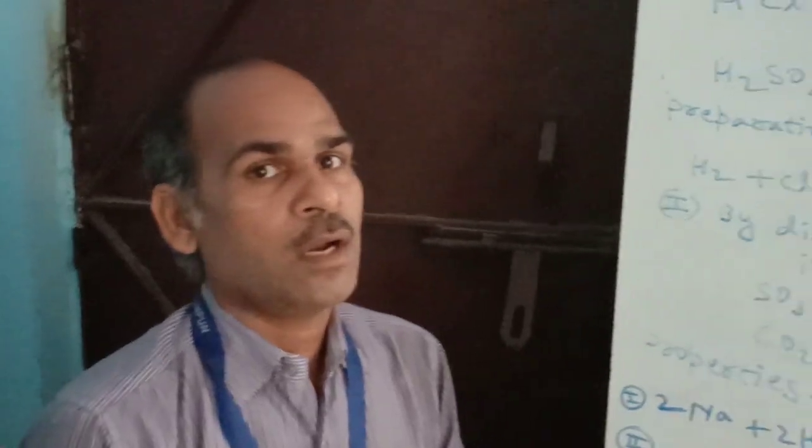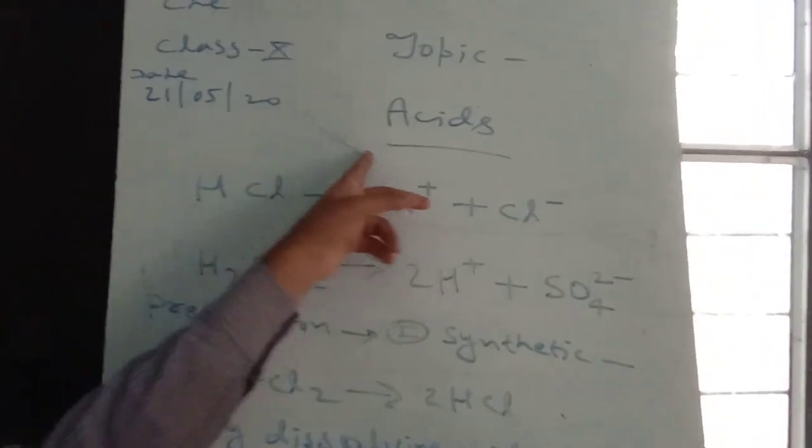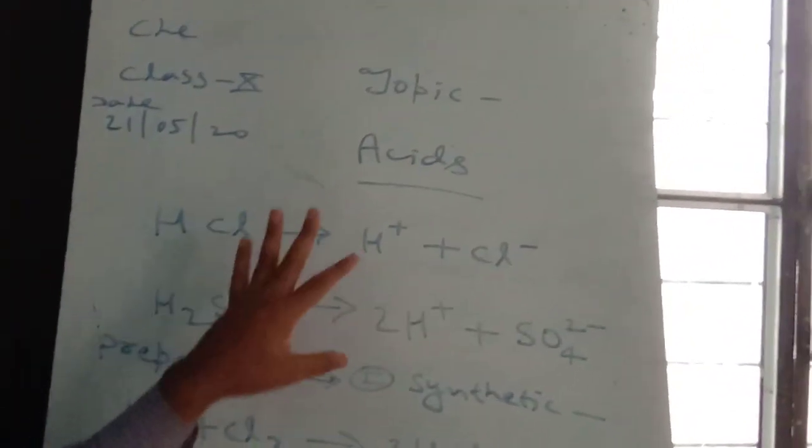Today I am discussing acids. Chapter number 2 of chemistry, class 10th: you have to study acids, bases and salts. Today's topic is acids. I have written "acids" on the board. It means today you have to study only acids.